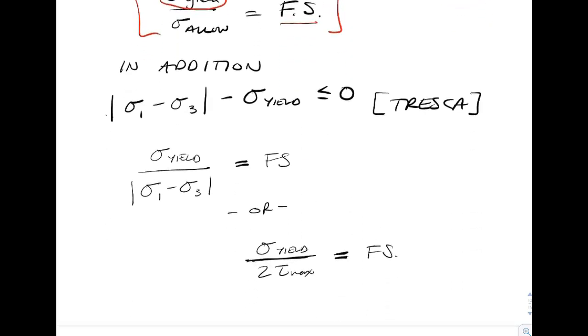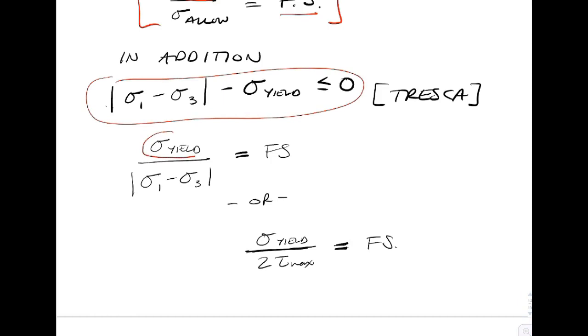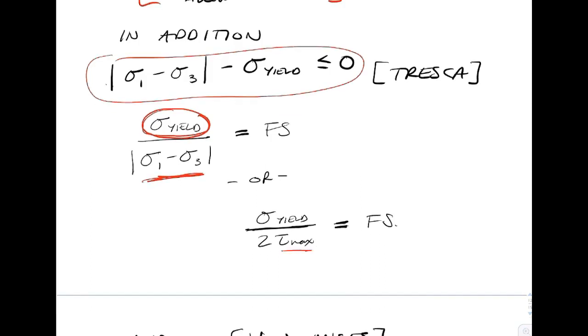So for our yield criteria, this is going to work in a very similar fashion. So there's the Tresca yield surface, and the factor of safety is going to be calculated by the capacity, sigma yield, divided by the demand, which is sigma 1 minus sigma 3. It's also sometimes written as 2 tau max, twice the radius of the largest circle. So here we would be able to create a limit for sigma 1 minus sigma 3 using the factor of safety from the yield stress.